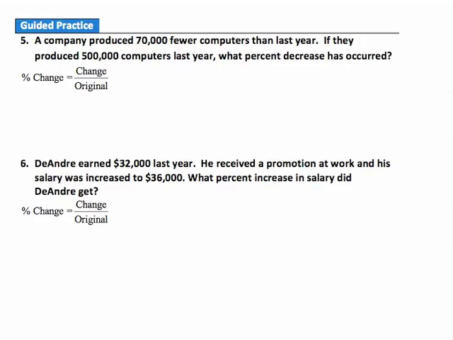Now it's time to check your understanding of calculating a percent increase or a percent decrease. Hit pause on your video player and answer these guided practice questions. When you're done, hit play to see how you did.